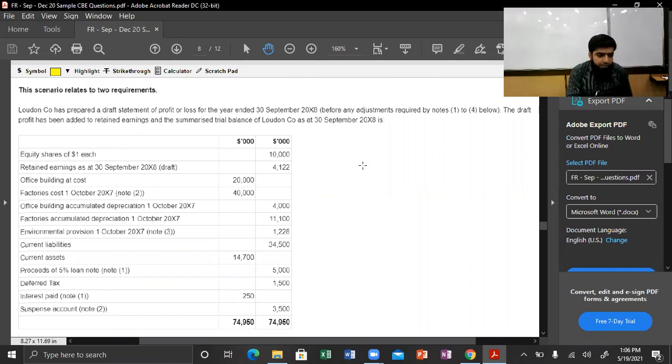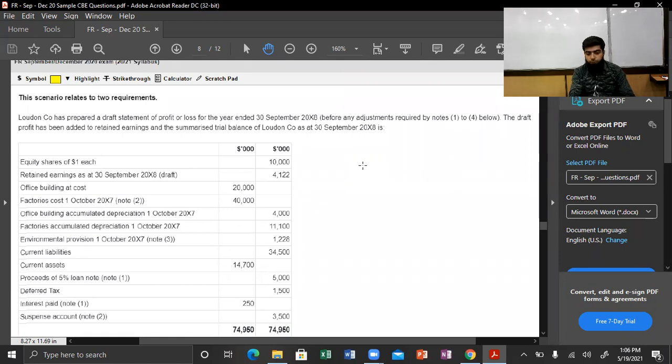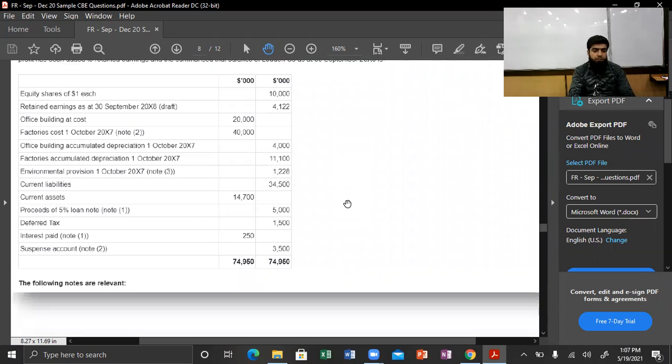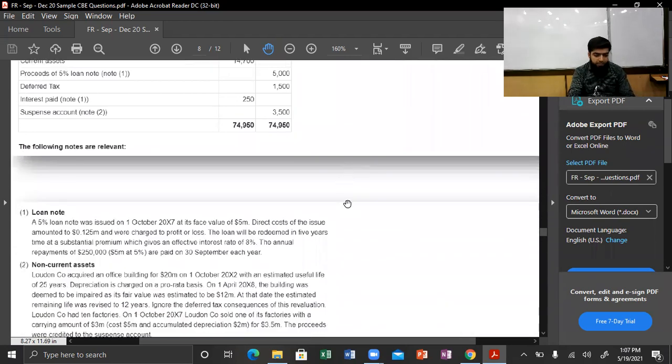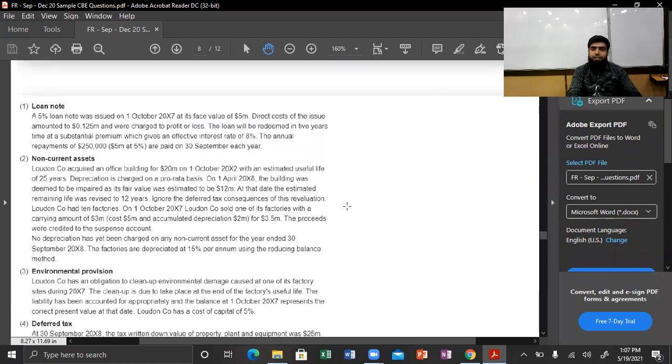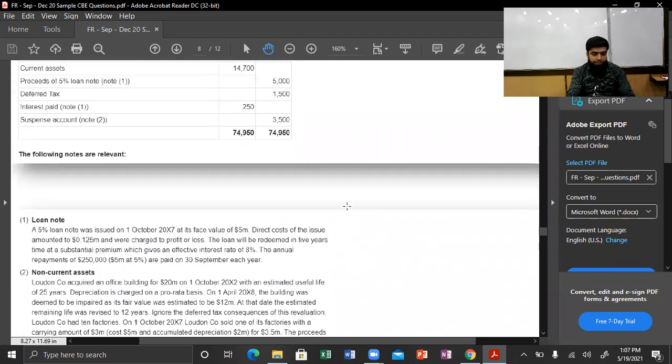Loudon Company has prepared a draft statement of profit or loss for the year ended 30th September 2008 before any adjustment required by note 1 to 4 below. The draft profit has been added to retained earning, and the summarized trial balance of Loudon Company as at 30th September 2008 is given. So it means there is a trial balance, and there are a few adjustments, from adjustment number 1, 2, 3, and 4. And these adjustments have not yet been accounted for in the profit and loss account.